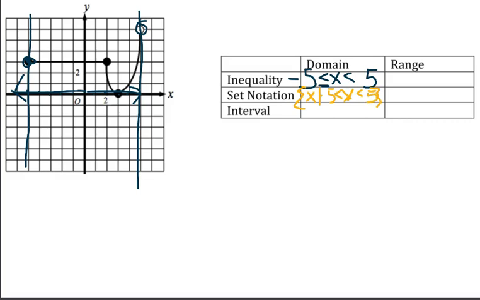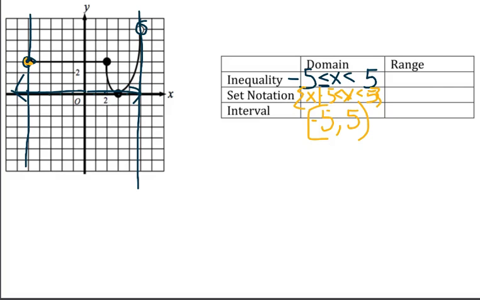All right, interval notation. I put my smallest number, comma, my biggest number. On the negative 5, since it's equal to, it's got a closed circle, I need a bracket. Now let's look at the 5. The 5 is not equal to, open circle, so I need a parentheses. All right, let's look at the range.